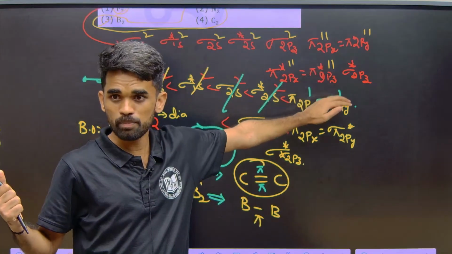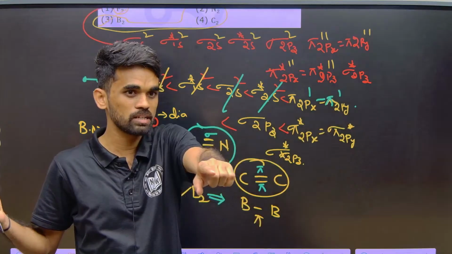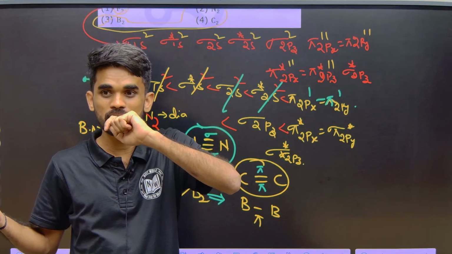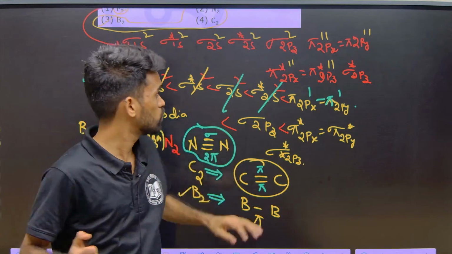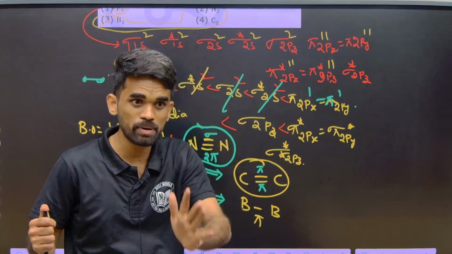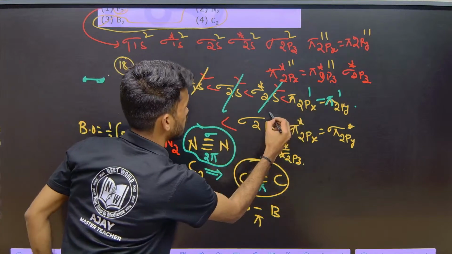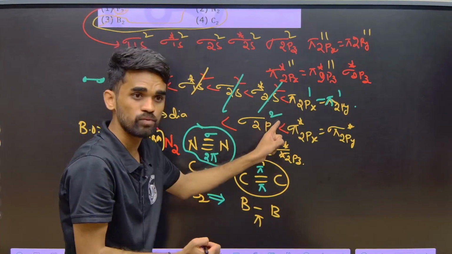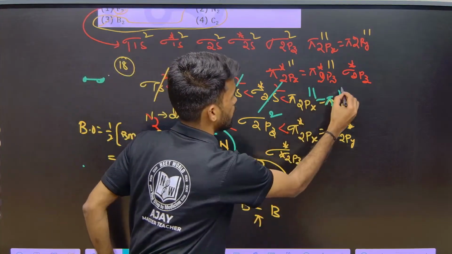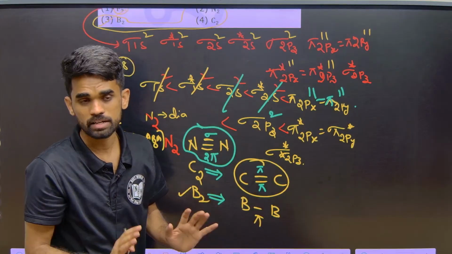Fully paired, all paired. Now CN minus, how many electrons? 14, sir. When you have 14 electrons, for N2 what have you seen? Diamagnetic or paramagnetic? So when you are doing examples, try to remember standard examples like N2. What you have seen: 12, 13, 14. So 14 electrons are filled, completely filled and paired. So no unpaired electrons, diamagnetic.